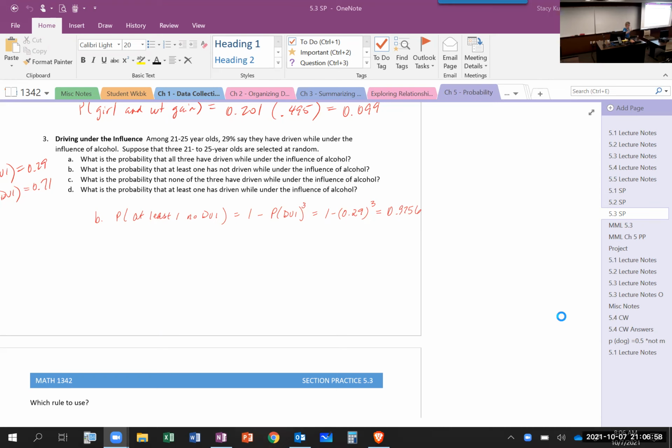So chapter 5 was our chapter on probability. And for the most part, we don't really find probability like what we're talking about, these at least and all that kind of stuff.